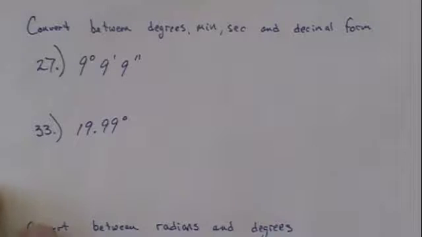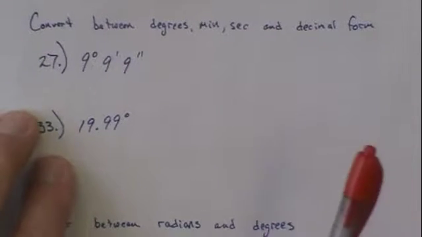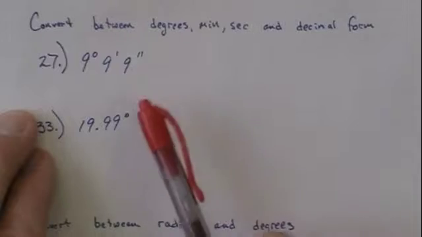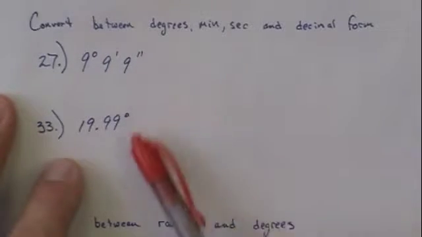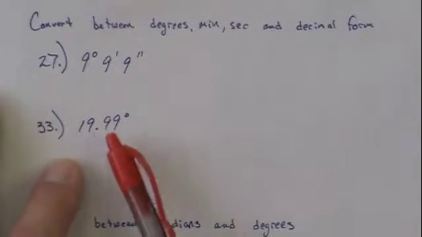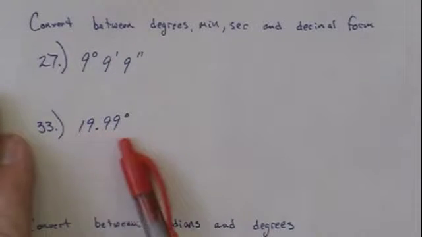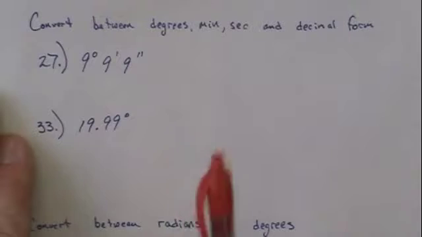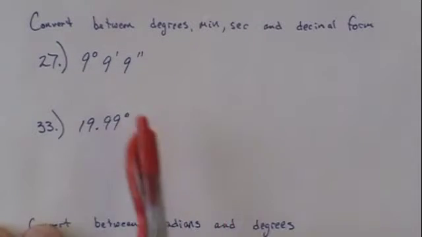Here in Chapter 2 we begin our work with angles. Angles can be measured in degrees or radians. Here we have two different angles, one measured in degrees with degrees, minutes, and seconds, and here is our angle in decimal form. We need to be able to convert back and forth between the two.